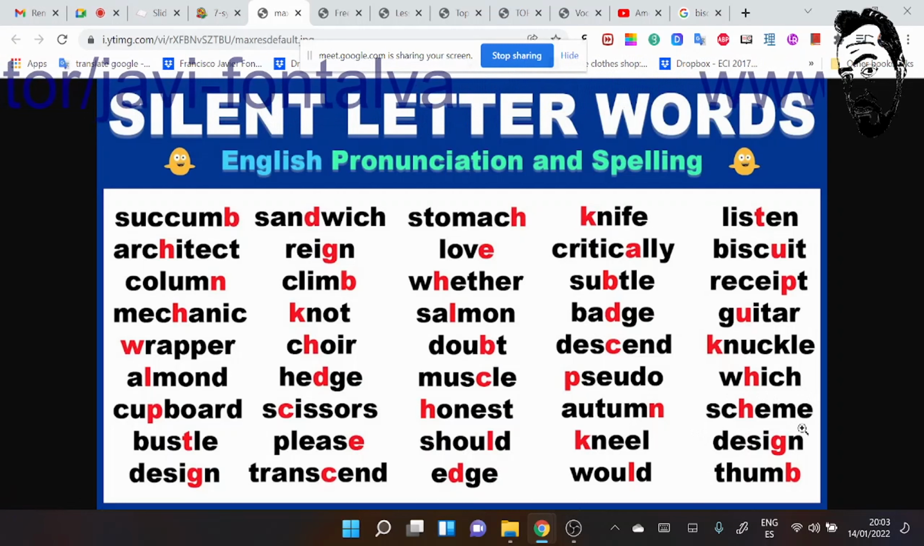Which. Wish is deseo, no? No, that's wish. This is which, like yeah, exactly. Okay. Scheme. Scheme is like a plan, okay? A plan. Scheme. Esquema? Yeah. More or less. Design. You repeat it twice. Okay, thumb. This finger here. Thumb. Okay.